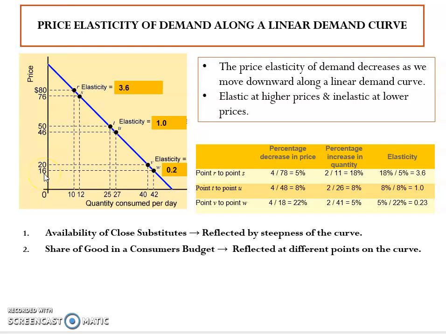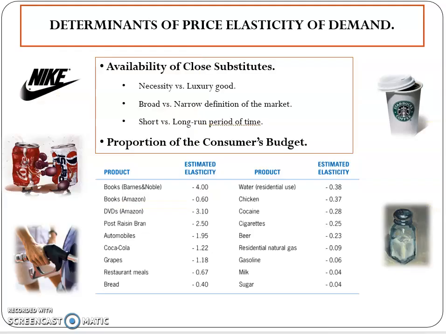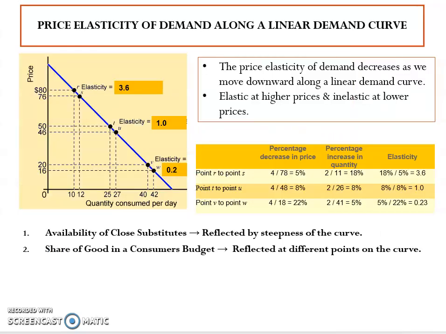Why is this? It's because one of the determinants of elasticity of demand is the proportion of the consumer's budget. At higher prices, the good makes up a larger proportion of the consumer's budget. So you get a more responsive consumer, a higher elasticity coefficient. But as the price goes down, you see a less responsive consumer, a less elastic coefficient.